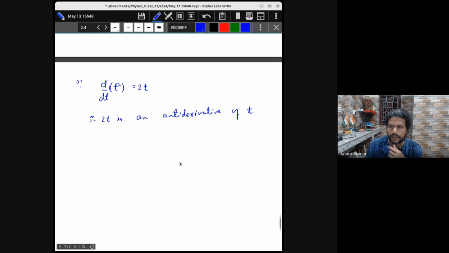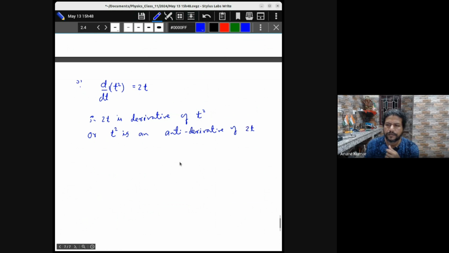Oh, sorry, there's a mistake. This is a derivative, by the way. 2t is the derivative of t square, and correspondingly, this is equivalent to saying that t square is an antiderivative, meaning the inverse operation of the derivative, of 2t, right?